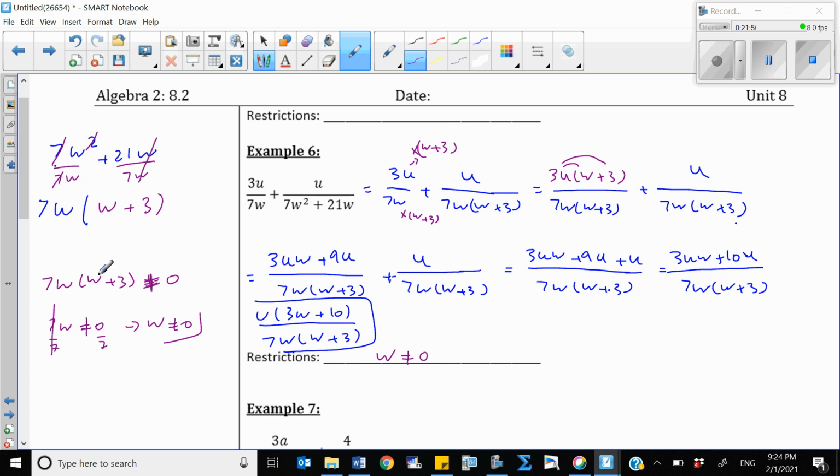The second one, set the second factor, w plus 3, not equal to 0. And you subtract 3 from both sides, and w is not equal to negative 3. That's our second restriction. Okay, so this was our first part of the notes, and we're going to make another note for the second part.